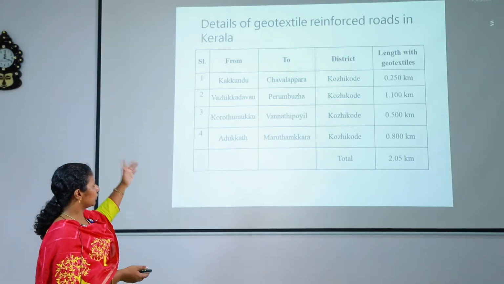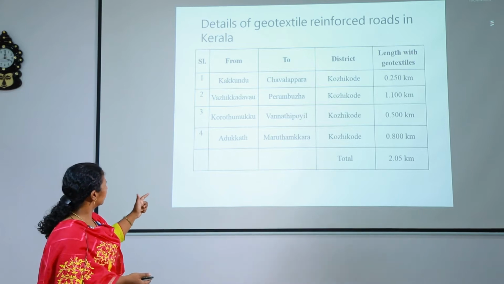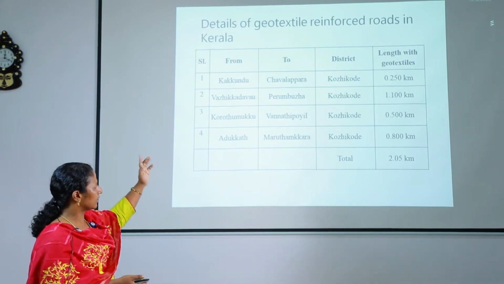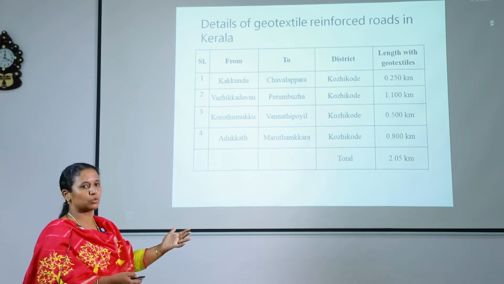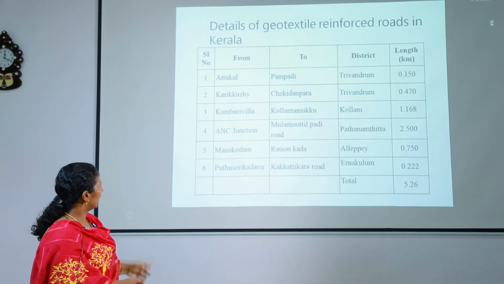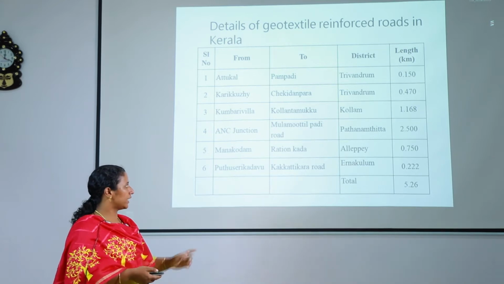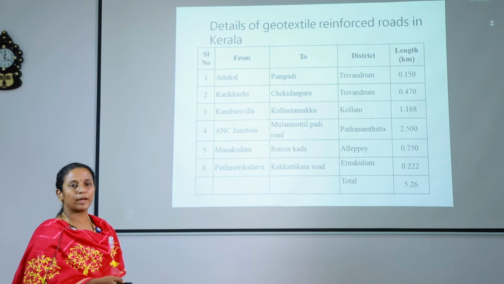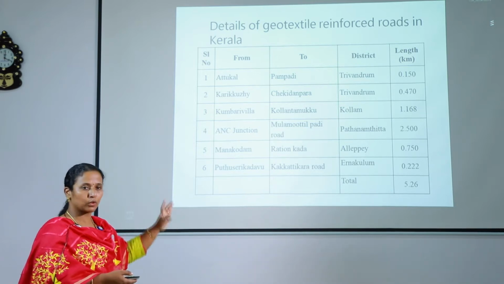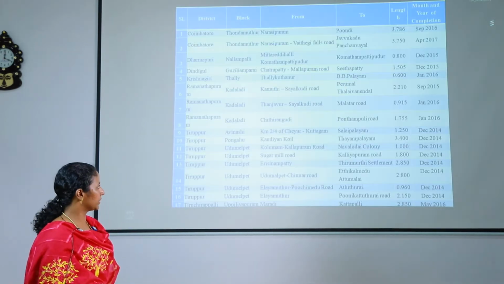These are the details of the roads constructed under the NIT Calicut project, around 2.5 kilometers of reinforced roads. In the CET project, the total road length is around 5.26 kilometers, 6 roads totaling 5.26 kilometers of geotextile part only.